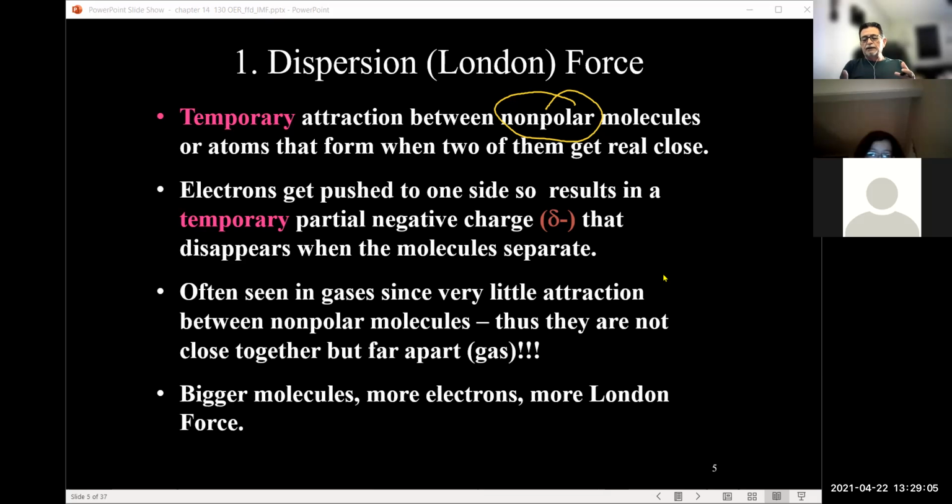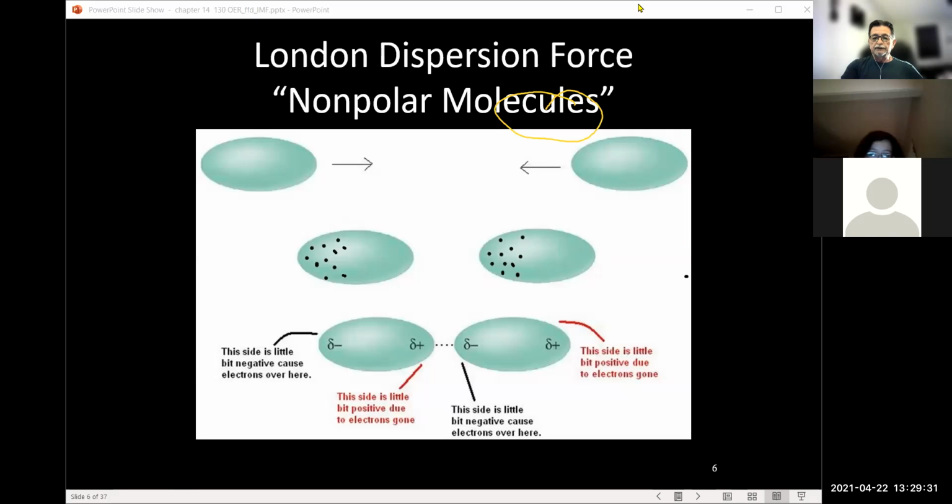So what that means is this: if I'm comparing two nonpolar species, and I want to know which has the stronger London force, obviously, what they're telling you here is the bigger molecule would have more electrons, therefore it will be stronger with respect to the London dispersion forces. Okay, that's all that means right there. And this, let me clear this up here. This kind of shows you what's going on.